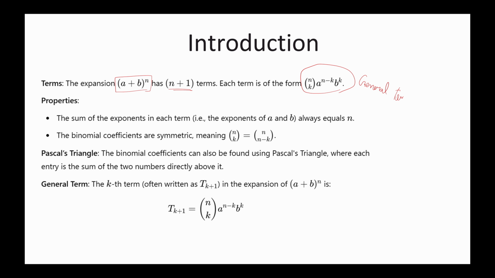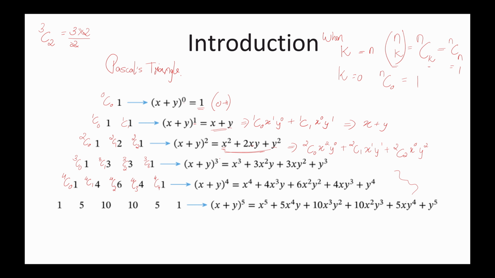General term. And now you must look at one more important thing. The sum of exponents in each term is always equal to n. You can see from the example in this Pascal triangle. Let me take this equation for example. Here my n was equal to 5. In each term, the sum of the exponents of x and y will be equal to 5.